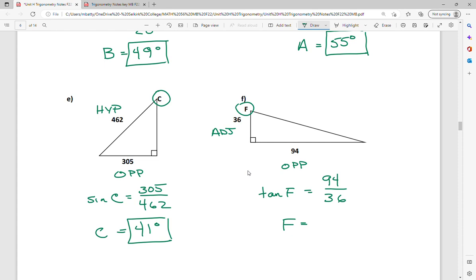What's my answer on this one? F is equal to 69 degrees.